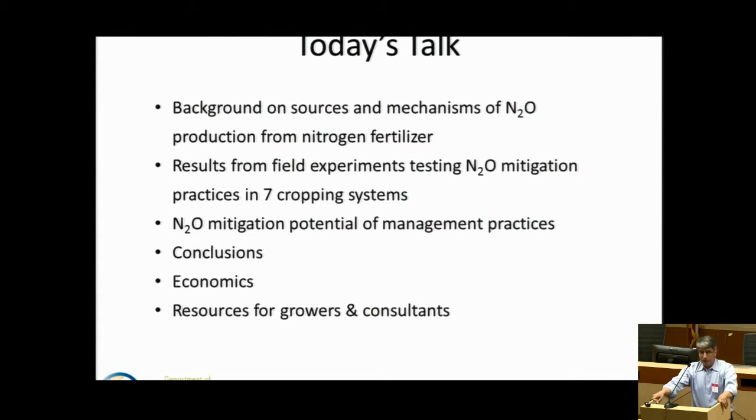So first, I wanted to give you some background on the rationale for our research approach and discuss the sources and pathways of N2O production in soil. And then I will go over in some detail the field experiments that were conducted in various cropping systems, 7 in total. And towards the end, I have a summary of the potential N2O mitigation with these different practices. And my conclusions will also include some economic considerations. I also want to introduce a couple of web-based resources for growers and consultants that are geared to better understand N2O emissions and potential measures they can take to reduce the emissions.